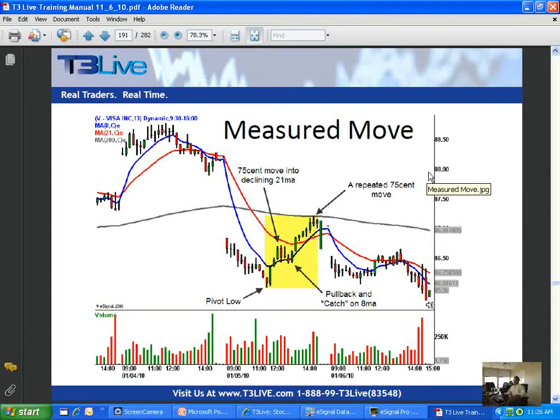This is an example of that pattern that we just covered, the measured move, where you see in the highlighted yellow area, a stock rallies up into the 21, it pulls back into the 8, it looks like a catch play is developing, it's stuck between the two averages, and again, that first leg up is also the same distance as that second leg up. So A up, B down, C up, where C and A are also the same distance. It also happens to rally into where? A 200 moving average.